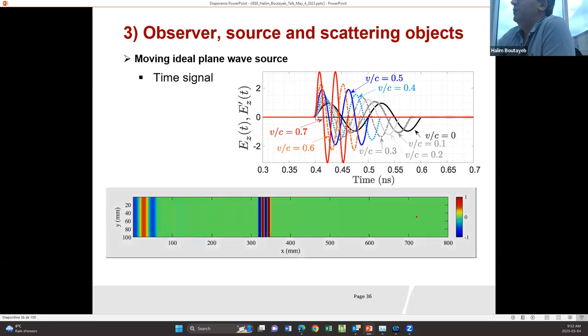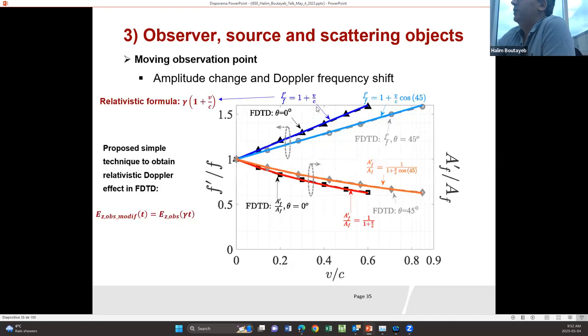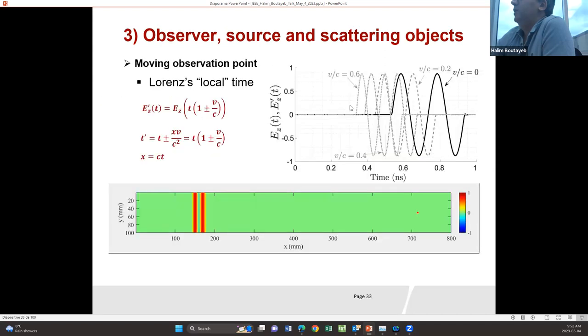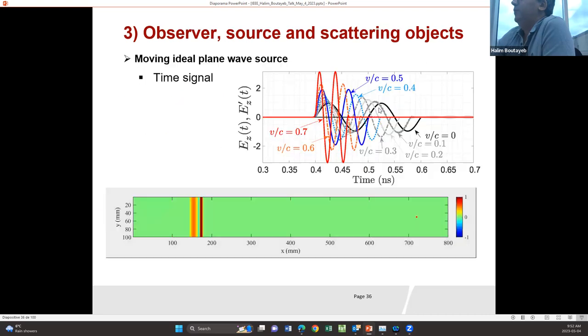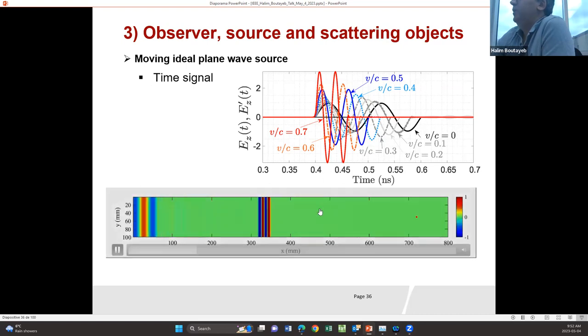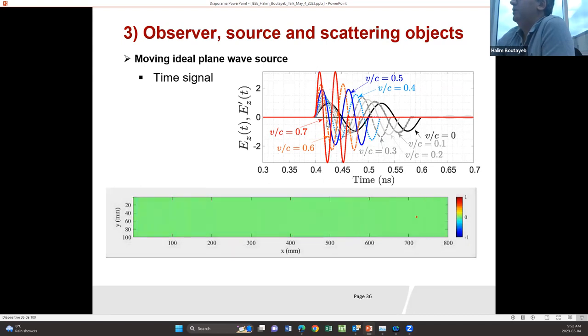If we look at the amplitude, we will see something interesting. If you remember when we saw the moving observer, the amplitude in the time domain, the intensity was always the same. We didn't have any change in the amplitude. Here for the moving source, the more you increase the speed, the more you see the amplitude increasing. And it will become infinite for V over C equal to 1.